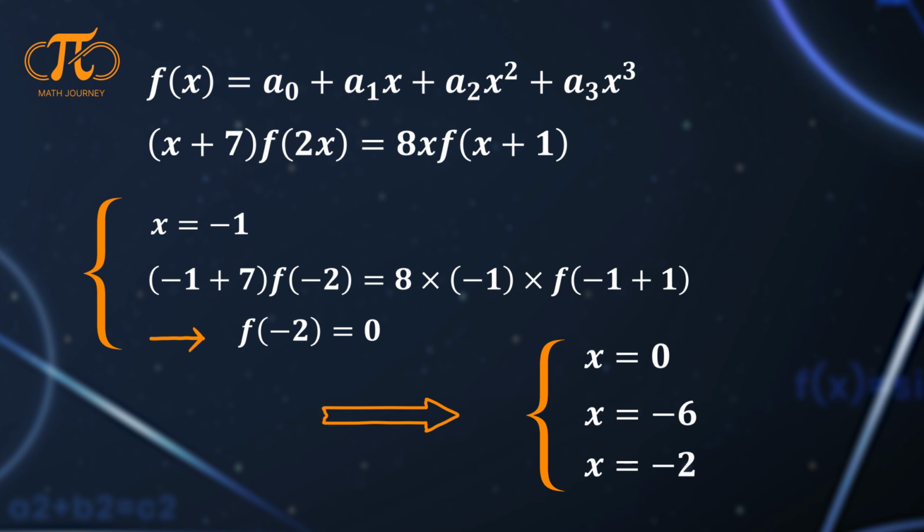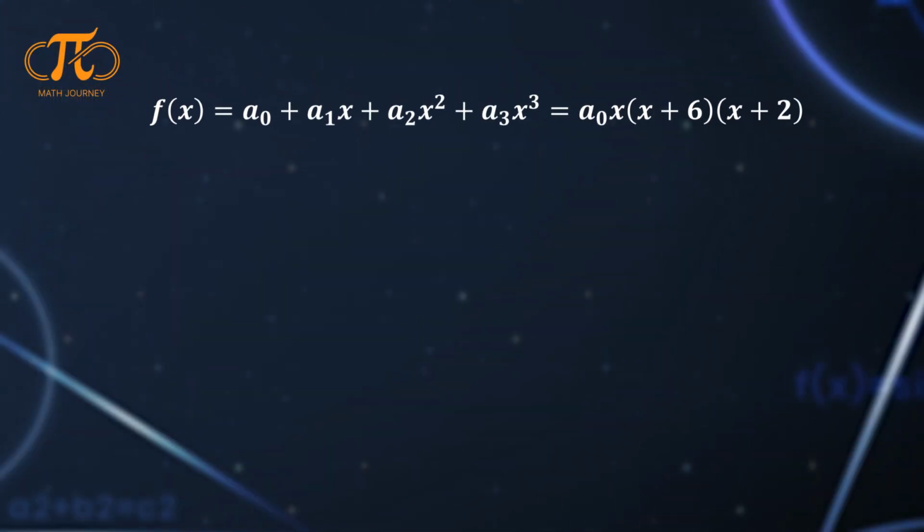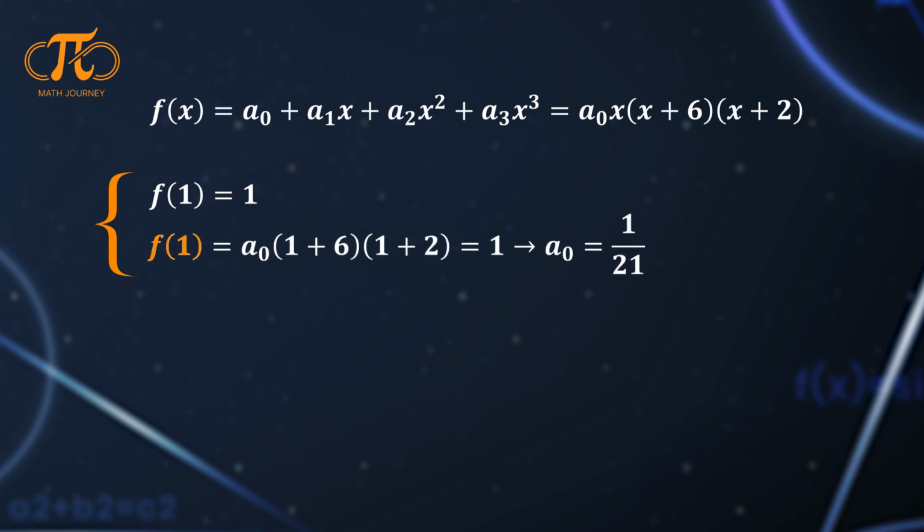This means we can express f(x) in a factored form. Using these roots, we can write f(x) = a0 x (x + 6)(x + 2). Since we know that f(1) = 1, let's substitute x = 1 to solve for a0. f(1) = a0 · 1 · (1 + 6)(1 + 2) = 1. Simplifying this, we find that a0 = 1/21.